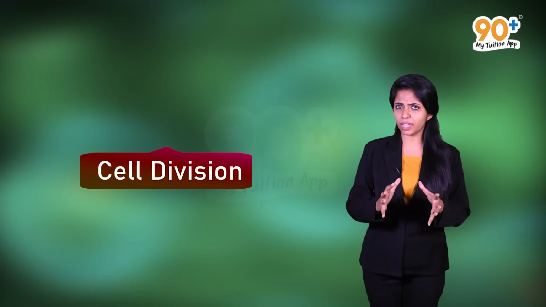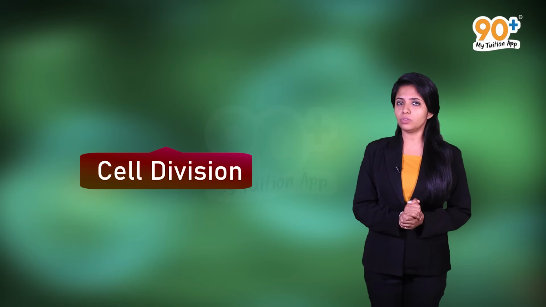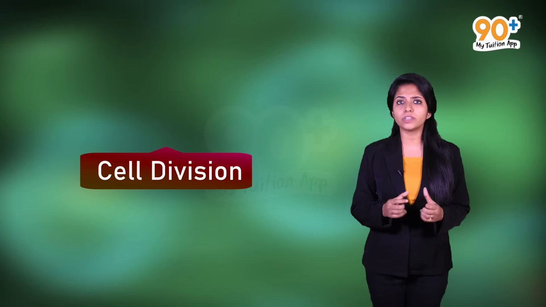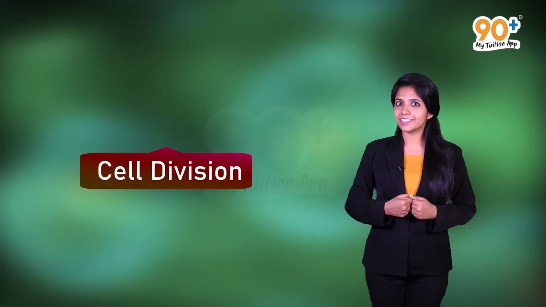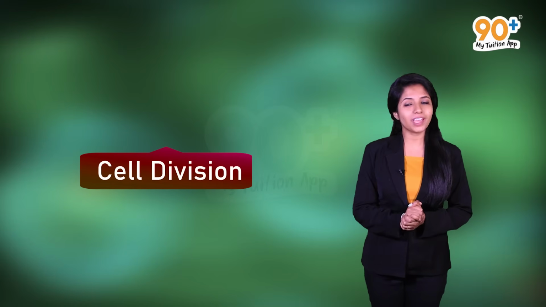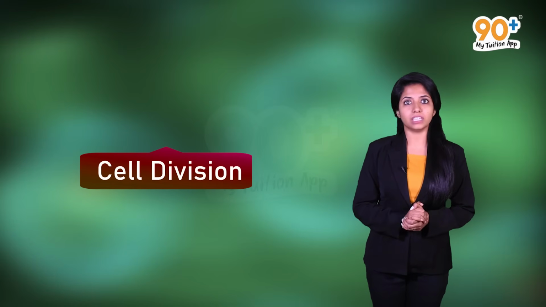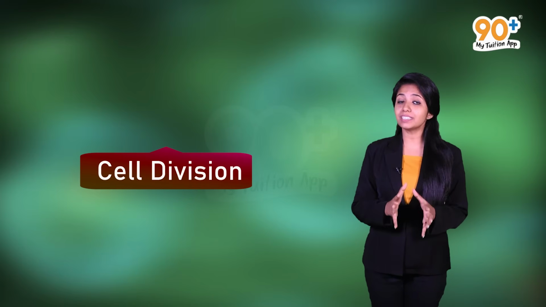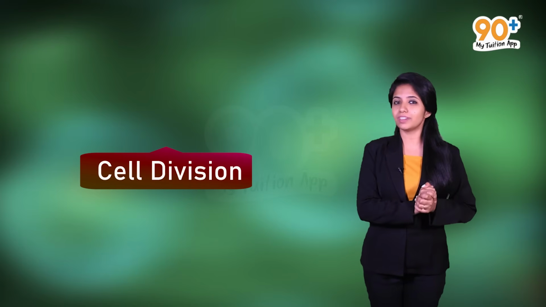That is, the cells divide and form new cells. And you know what? After the cell divides, it actually replaces the old and worn out cells. So this is what happens when we get a wound or a cut. Here new cells are formed. That's interesting, right?